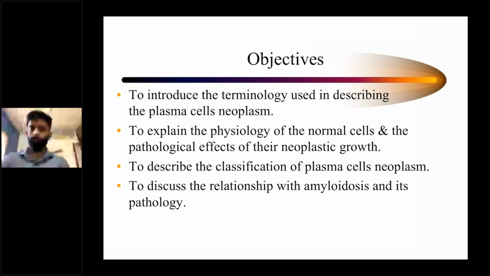So today's objective is to introduce the terminology used in describing plasma cell neoplasms, to explain the physiology of the normal cells and the pathological effects of their neoplastic growth, to describe the classification of plasma cell neoplasms, and to discuss the relationship with amyloidosis and its pathology. So this is all going to be in brief, as per your schedule in Davidson.